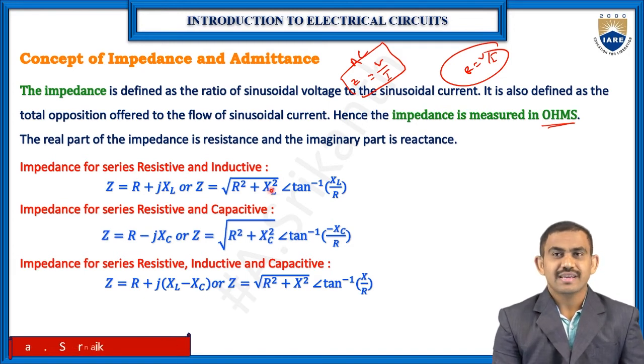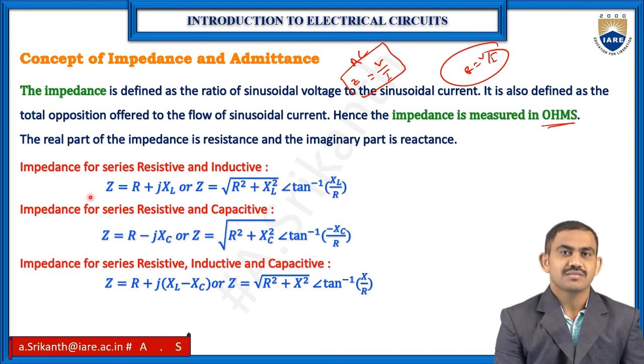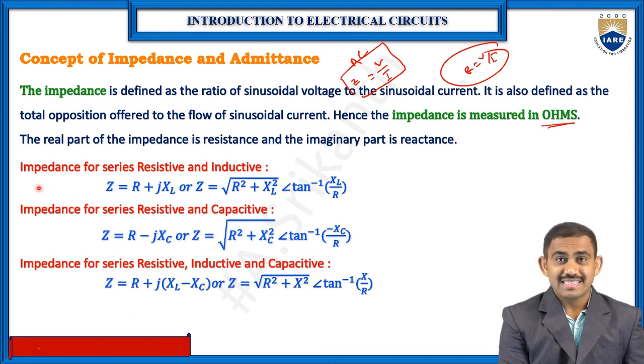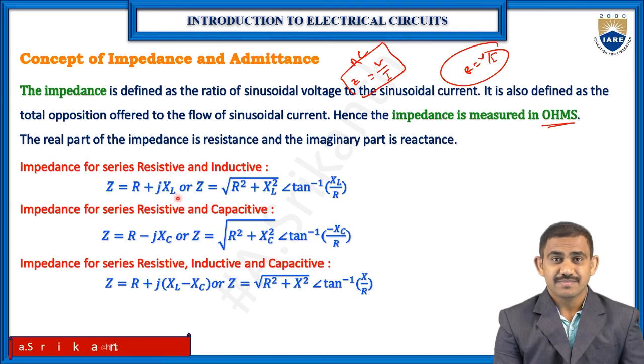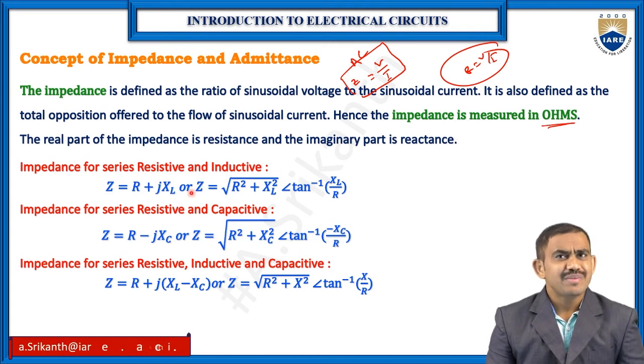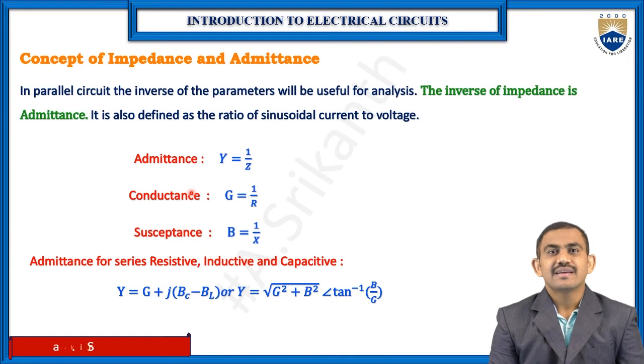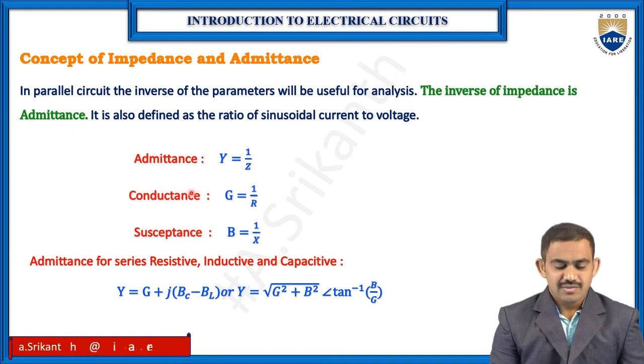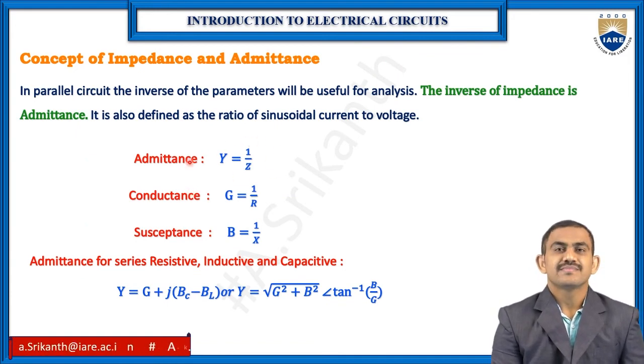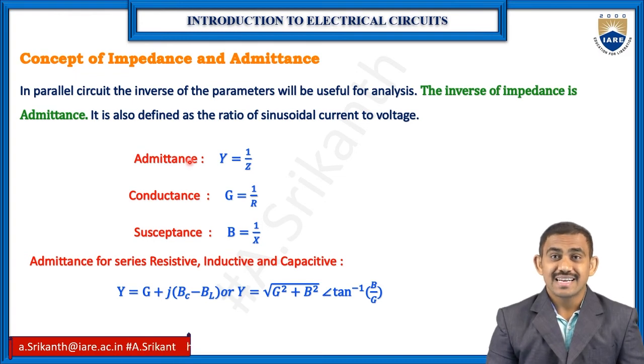From this we can convert to polar form. These are polar forms, these are rectangular forms. This is about impedance in series. Then what about admittance? Admittance is nothing but the inverse of your impedance, 1 by Z. That is your admittance.